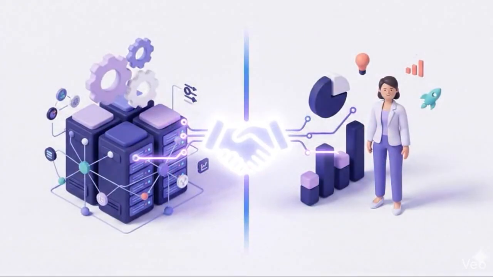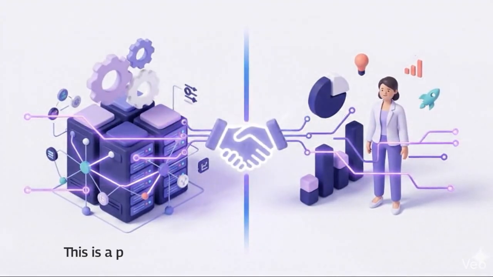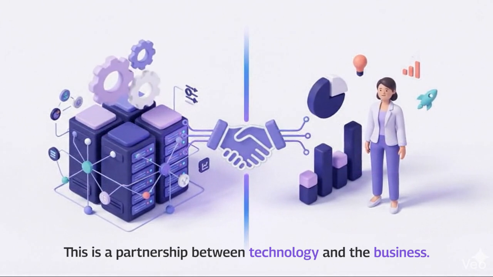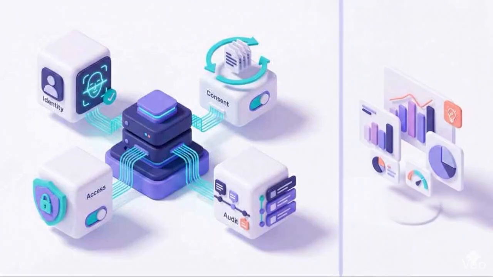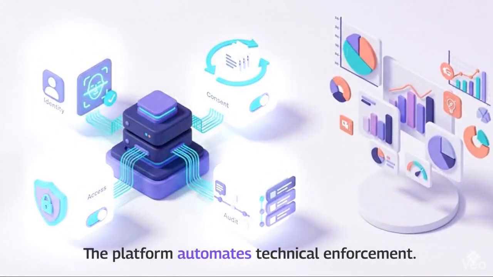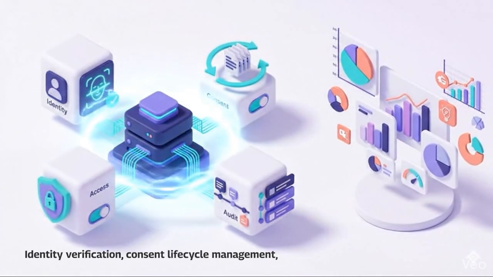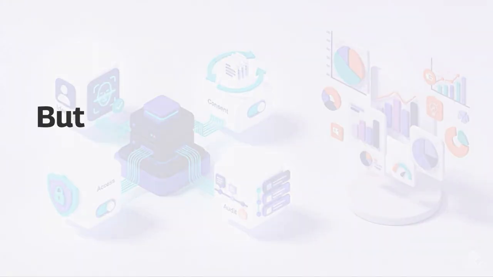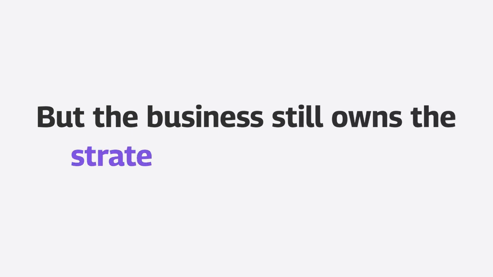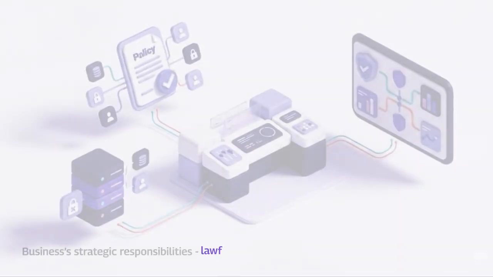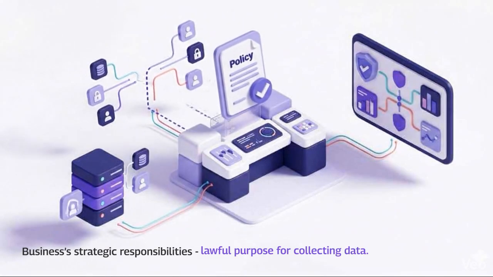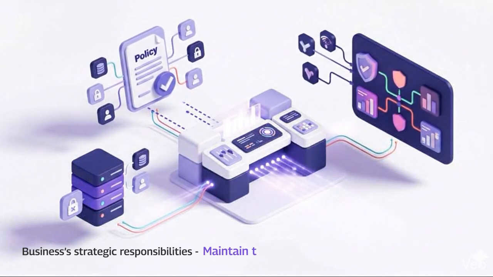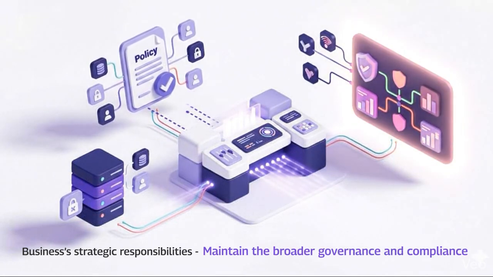Now, it's important to understand one thing clearly. This is a partnership between technology and the business. Think of it as a clear boundary of responsibilities. On one side, the platform automates the technical enforcement, identity verification, consent lifecycle management, access enforcement, and audit logging. But the business still owns the strategic responsibilities. You define the lawful purpose for collecting data. You ensure data is actually deleted from your systems when required. And you maintain the broader governance and compliance strategy.